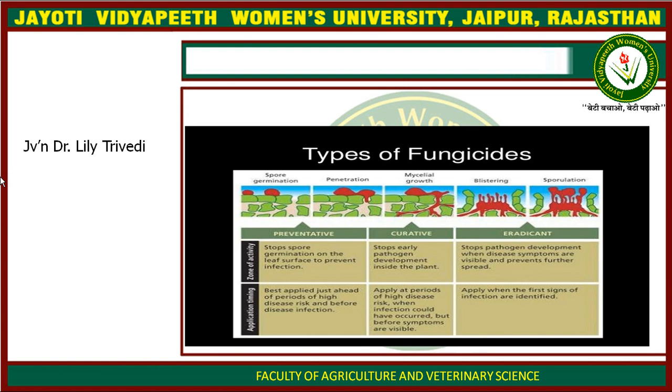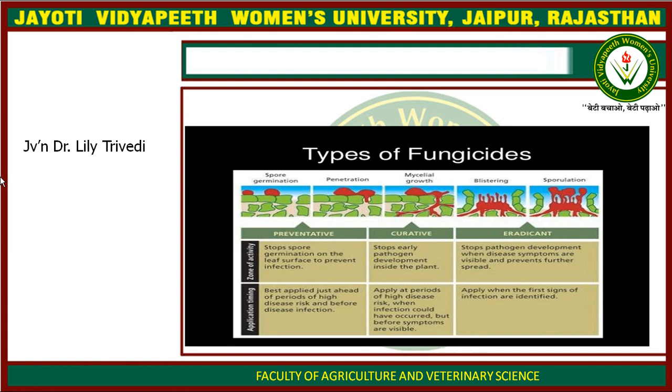The zone of activity. In preventive, it stops spore germination on the leaf surface level to prevent infection. In curative, it stops the early pathogen development inside the plant. And in an eradicant, it stops the pathogen development when the disease symptoms are visible and prevents further spread.